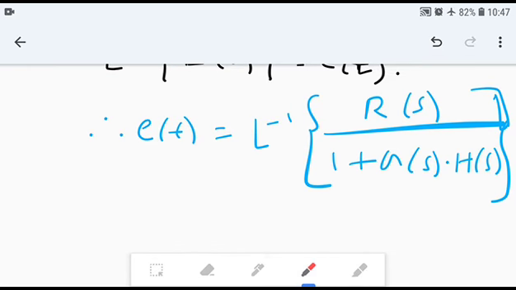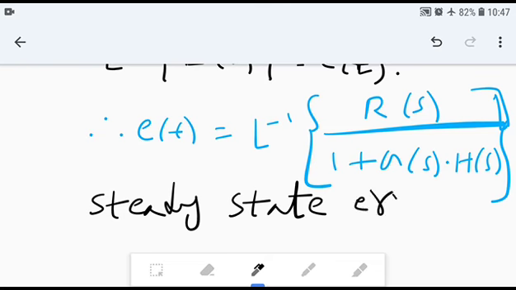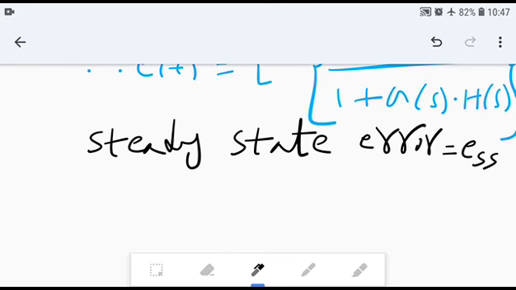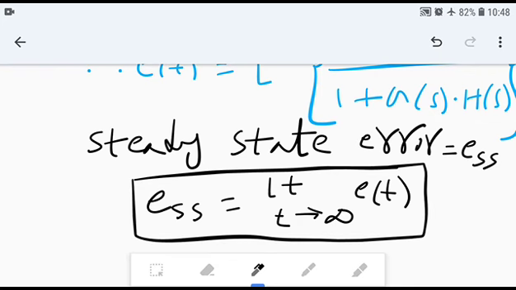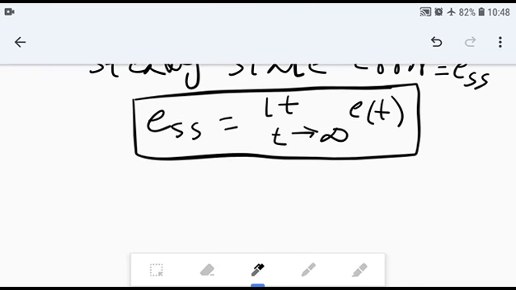Steady state error means at t equal to infinity, ideally after a long time. Steady state error is denoted by ESS. SS represents steady state error. So it is defined as when t tends to infinity. ESS is defined as limit t tends to infinity, that is, at t equal to infinity, the E of t becomes ESS, the steady state error.